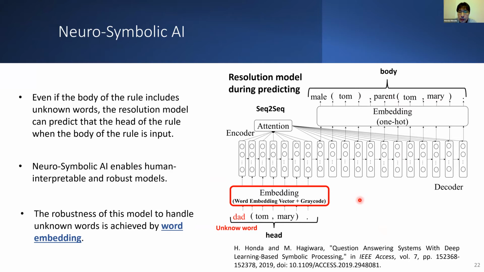So Neuro-Symbolic AI enables human interpretable and robust models. The robustness of this model to handle unknown words is achieved by word embedding. This is a word embedding layer in this model.